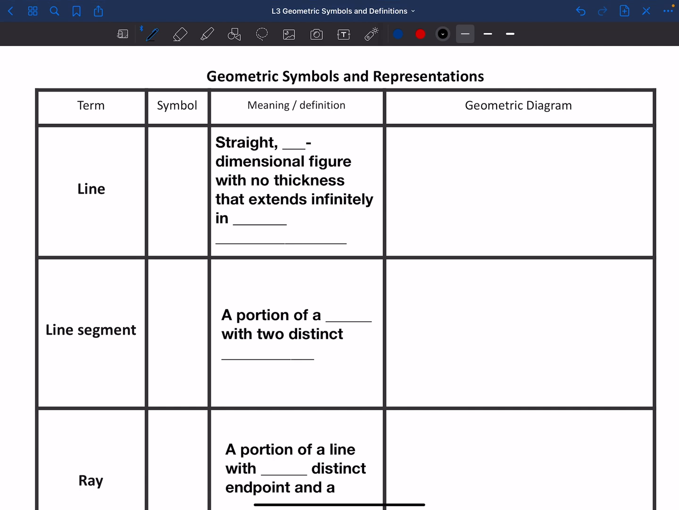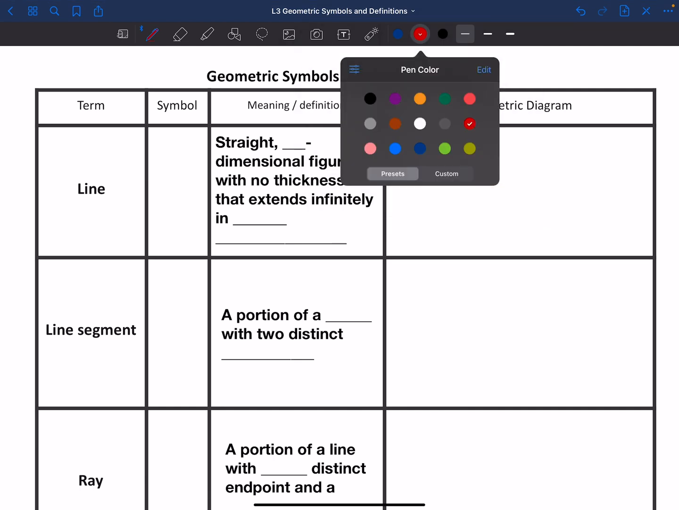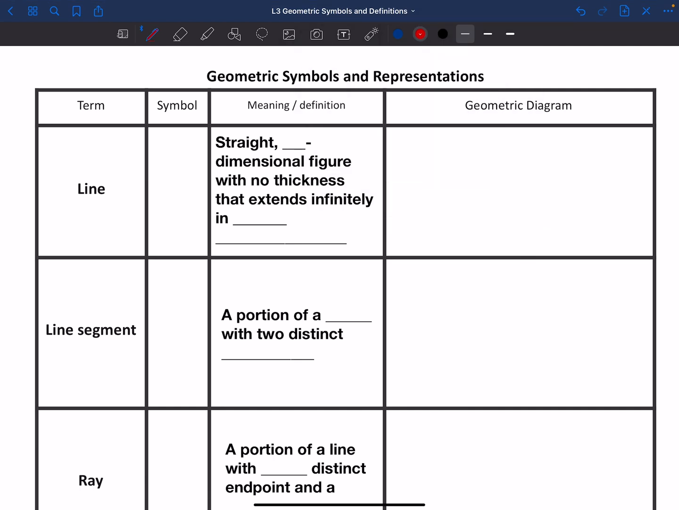We're talking about a line. The symbol we use for a line is usually named by 2 points. Let's say those 2 points were A and B. The symbol we use is just a tiny line with arrows on both ends right above it. That's all you need to do in order to denote that something is a line.